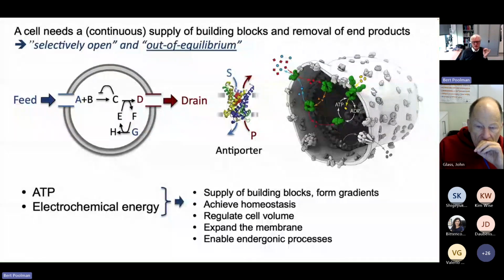And so today we will be talking about how we can design, develop and construct networks to make ATP and electrochemical energy. I will talk about ATP and Mijer Patino after me about electrochemical energy. And we use these forms of metabolic energy to supply the cell with building blocks, to achieve homeostasis, to regulate the volume, expand the membrane, or in general, enable endergonic processes to proceed.